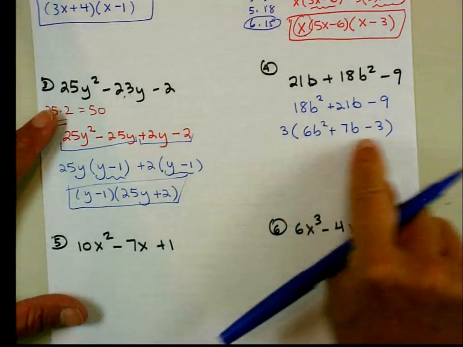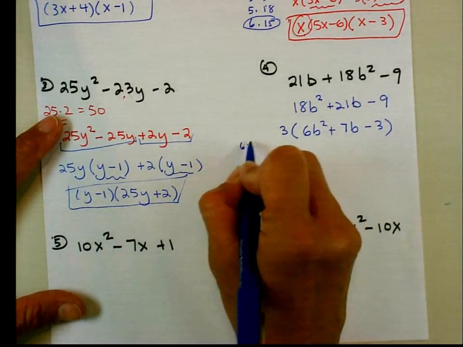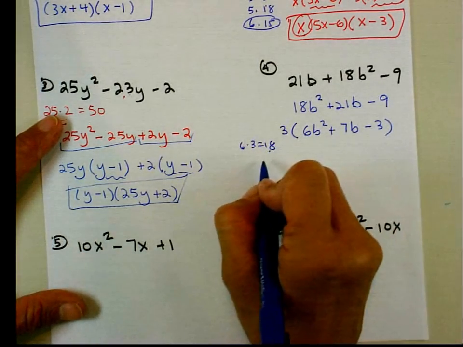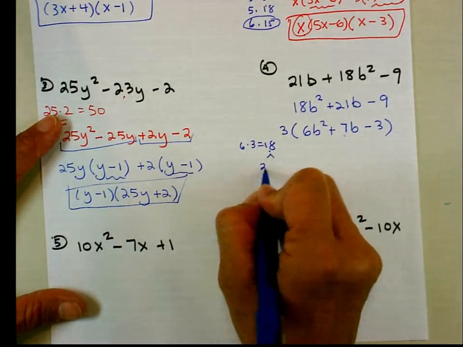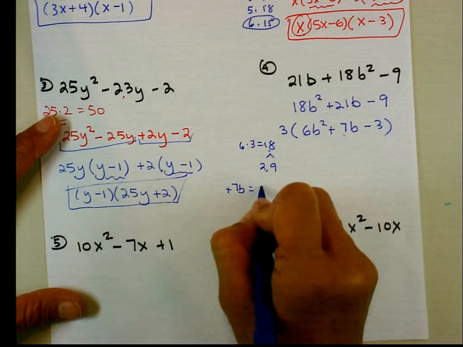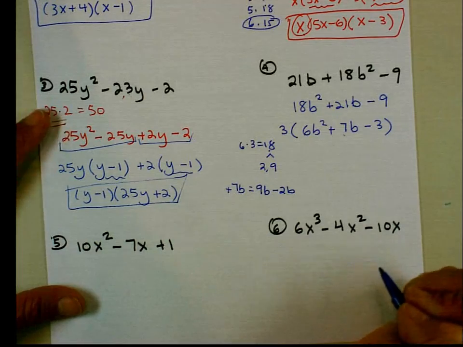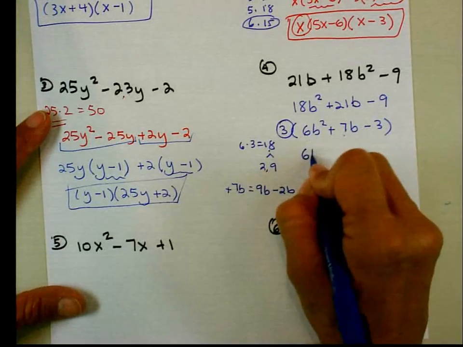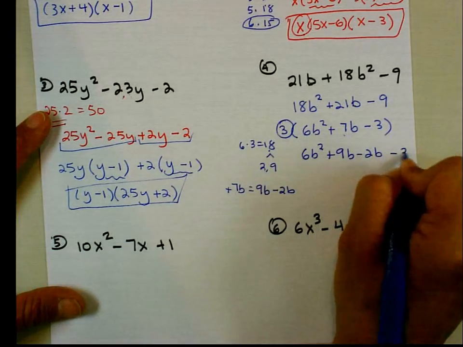Okay. Now we're going to do our AC method on this trinomial left inside the parentheses. So 6 times 3 is 18. So multiply to 18 and subtract, because it was negative, to give 7. So how about 2 and 9? So we take that 7b, and it's positive. So that means I need a positive 9b and a minus 2b. So I'll circle my 3 so I remember in a minute. 6b squared plus 9b minus 2b minus 3.